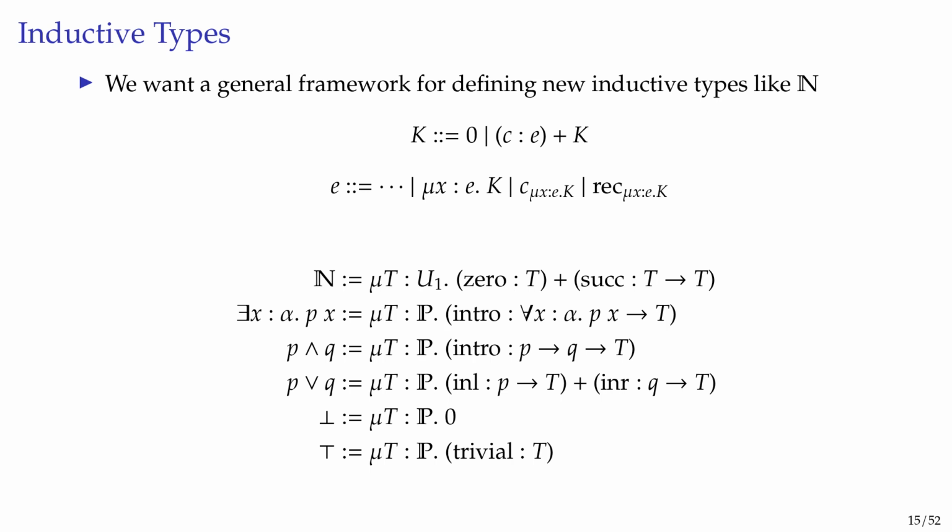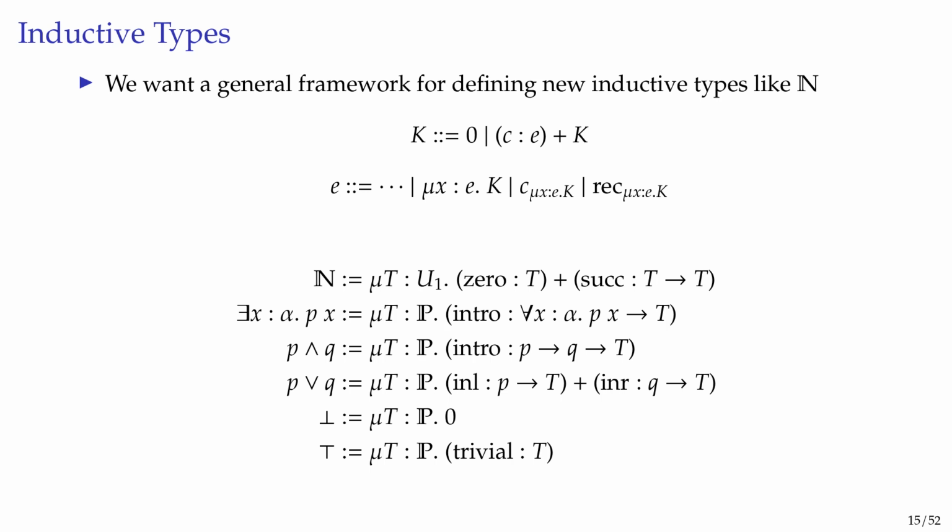So we also want a framework for defining new inductive types, like the natural numbers. So I'm going to say that we have this thing K. This is the syntactic category of, let's say, inductive specifications. And so 0 here just means an empty list. And C colon E says that a constructor called C is given type E. And then mu is a type operator which constructs the inductive type over that.